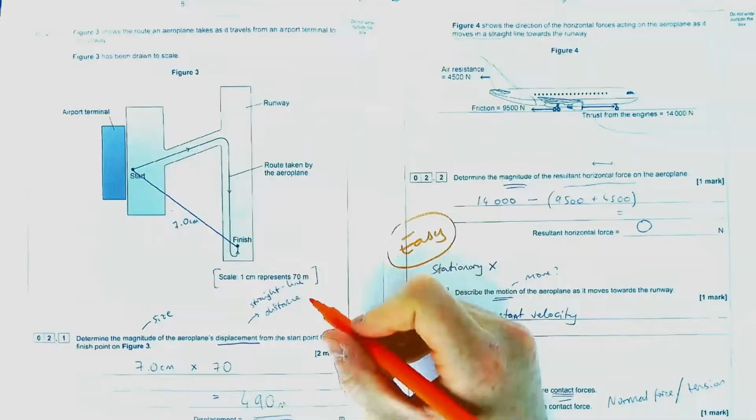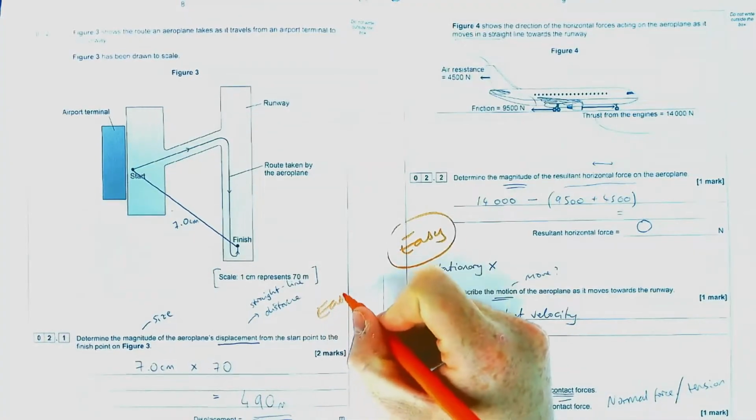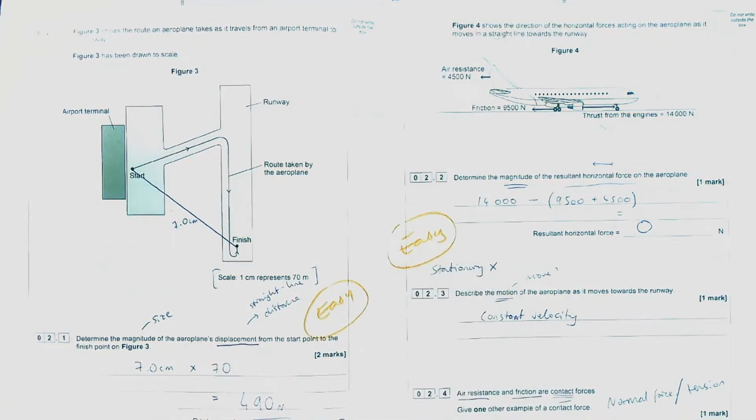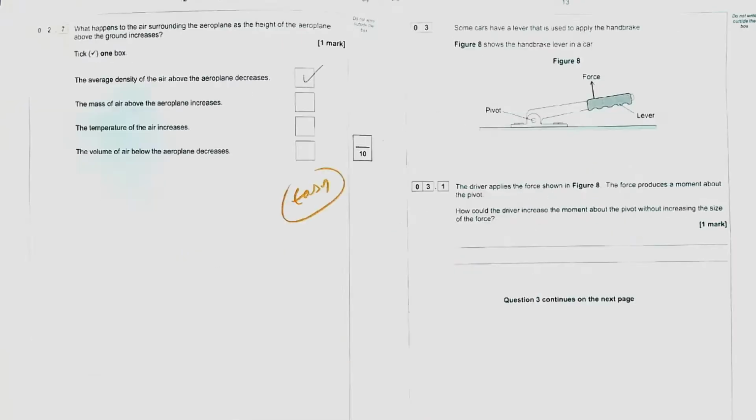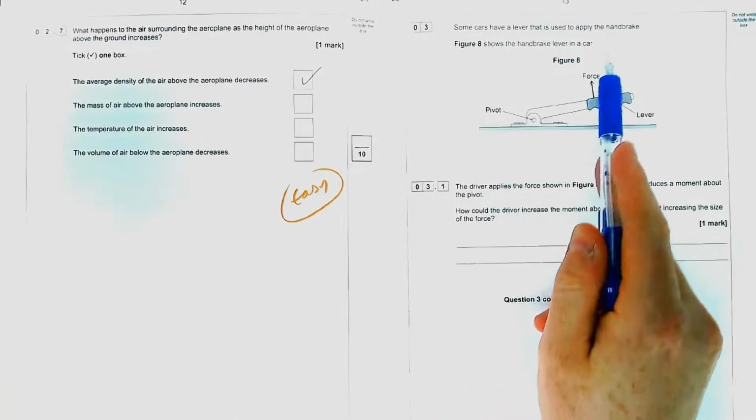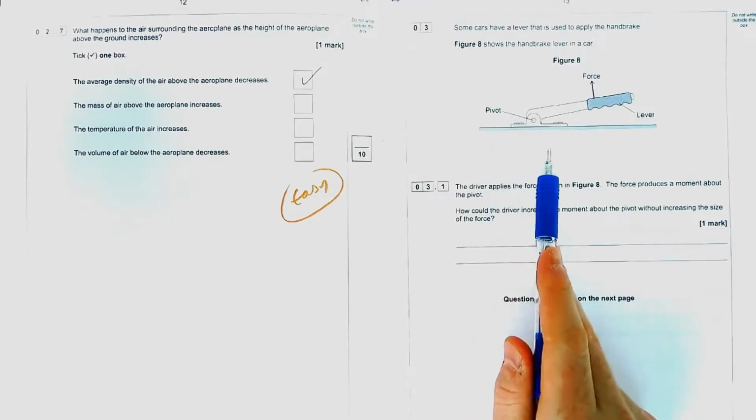Right, on to question 3. A little bit about forces again. We've got handbrakes in a car. It gives us a diagram with a pivot, a lever, and a force. The question says a driver applies the force as shown. The force produces a moment about the pivot.